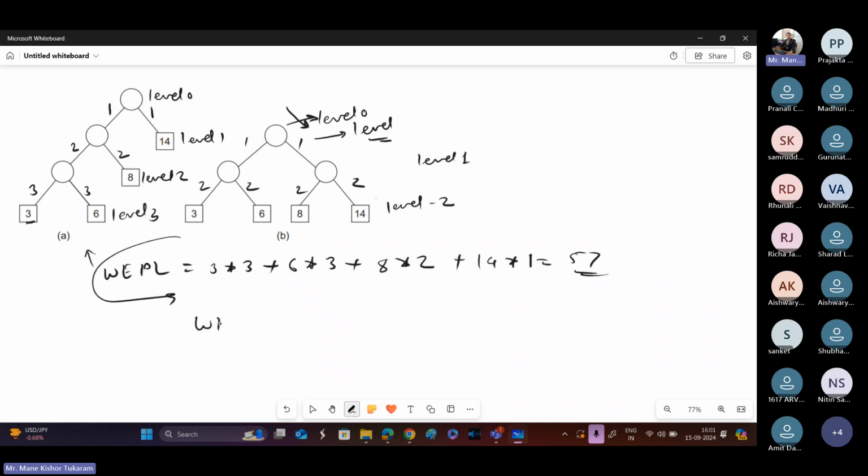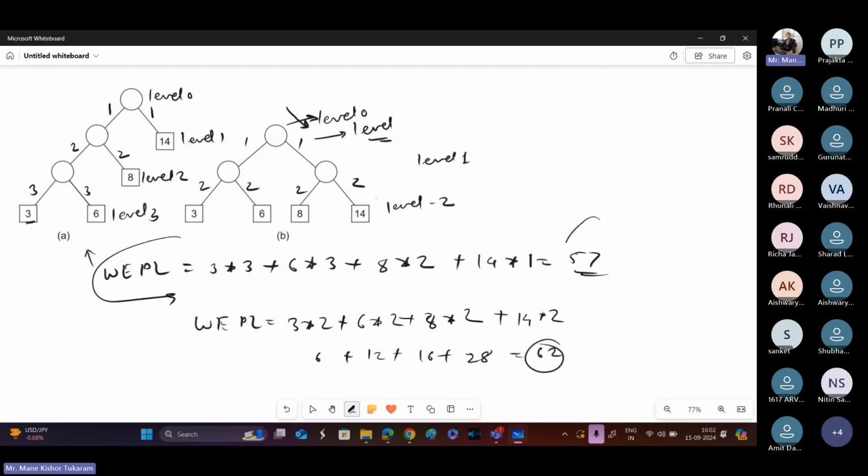Again WEPL for this is equal to, आता इथं कुठल्या लेवलला, 2 लेवलला आहे. So 3 into 2 plus 6 into 2, 12, plus 8 into 2, plus 14 into 2, that is 28. Okay, so the calculation for this is, I think, 62. Okay, so which is the minimum tree, that is the value which is minimum, that is 57. So we consider the optimal representation to be this, that is 0 1 2 3. So this is the optimal representation which can be found by using WEPL.